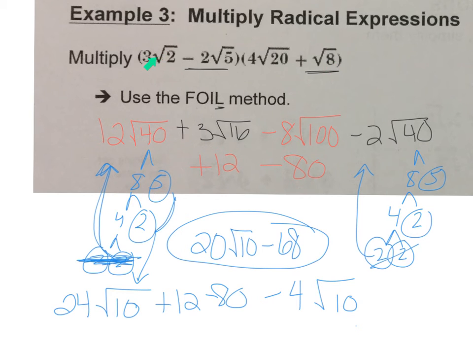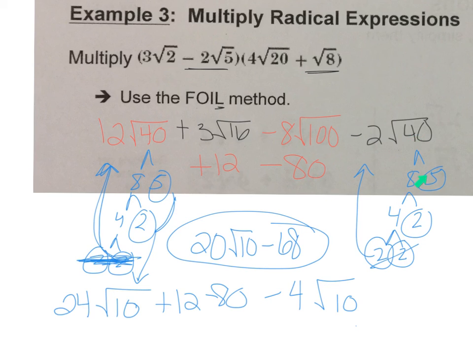So I start with my first, 3 radical 2 times 4 radical 20. Multiply the outside numbers, 3 and 4, I get 12. Multiply the radicals, 40, so 12 radical 40. Then I do outer, 3 radical 2 times radical 8 is 3 radical 16. Then I do inner, -2 radical 5 times 4 radical 20 is -8 radical 100. And then my last, -2 radical 5 times radical 8 is -2 radical 40.